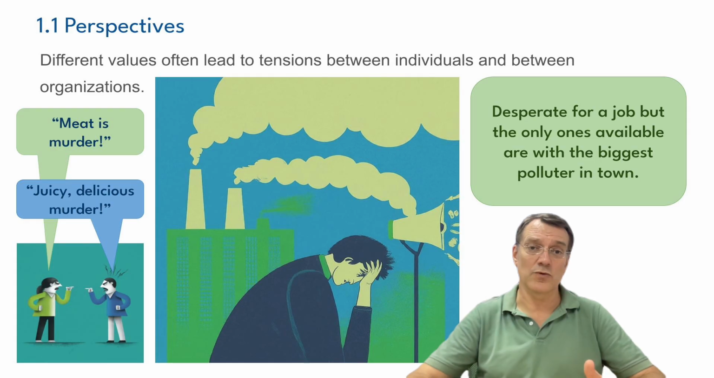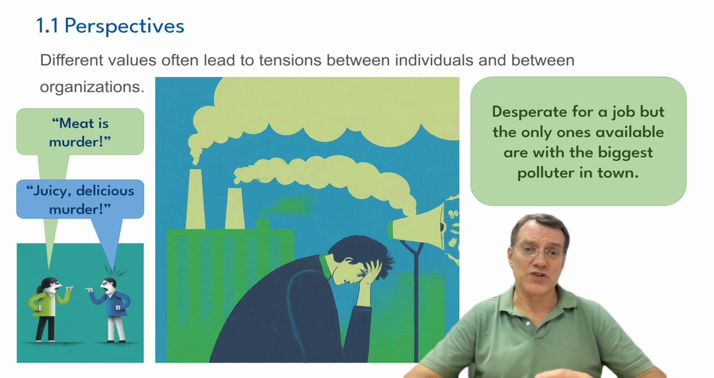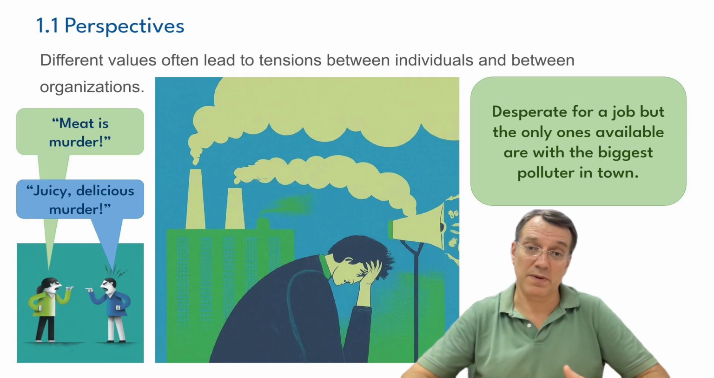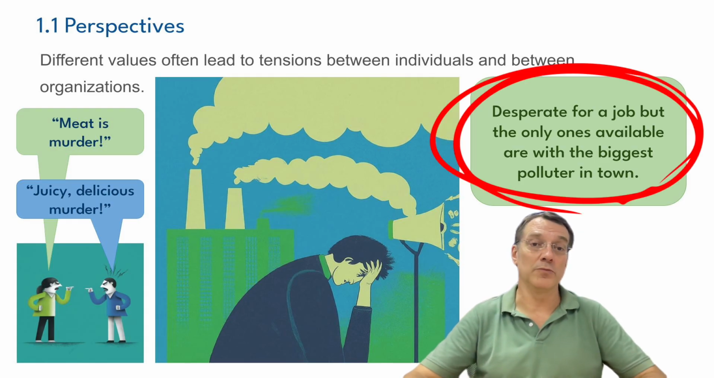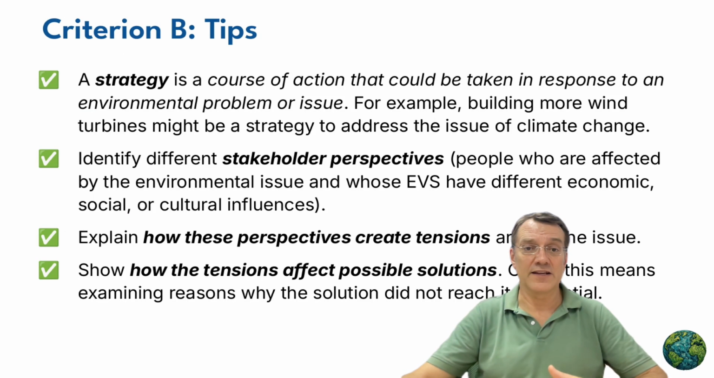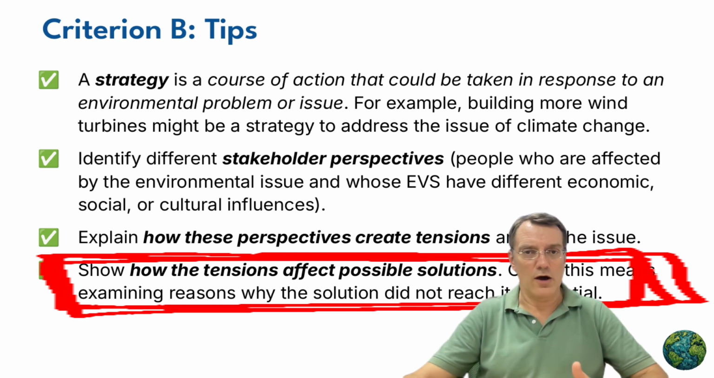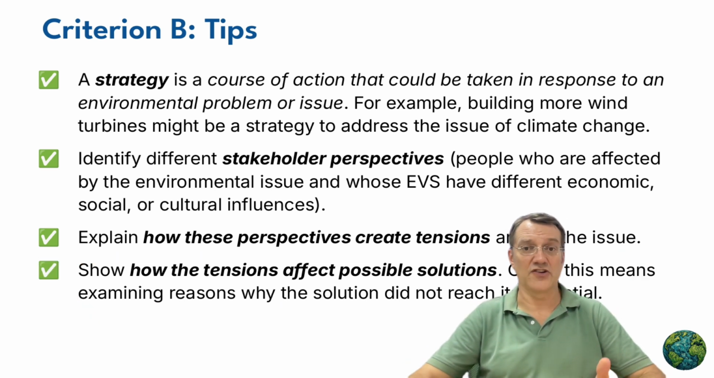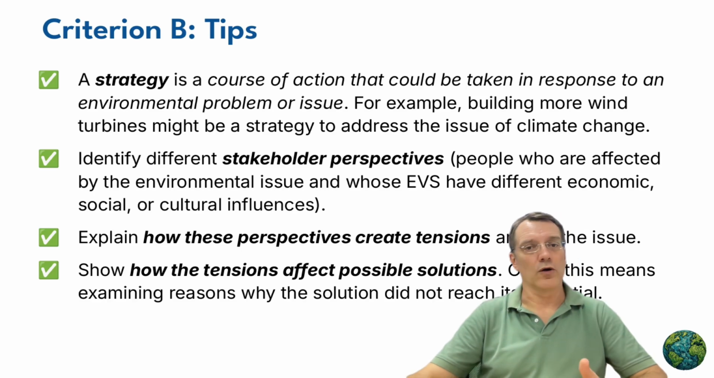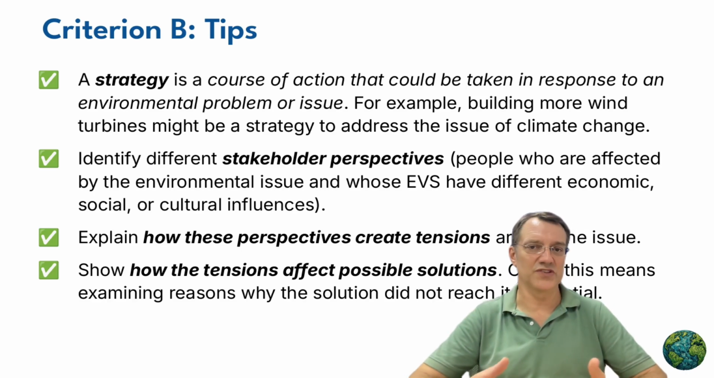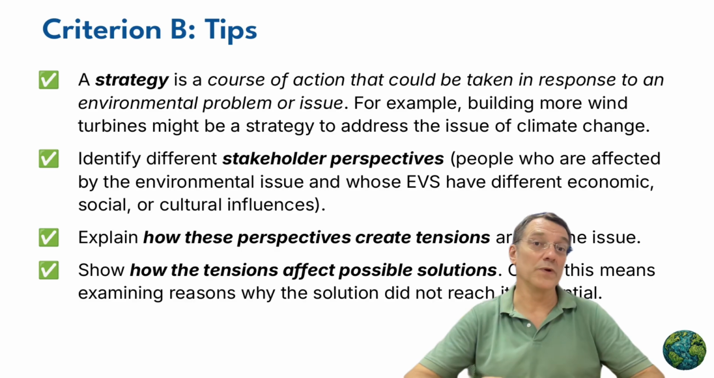This isn't just listing what different groups want. You have to go deeper and you have to explain why their perspectives clash and what problems that clash creates. Finally, you have to show how these tensions affect the possible solutions. Often this means examining why a strategy didn't work as well as people had hoped, or why it got delayed, or why some groups resisted it. The tensions have to have real consequences, and you need to address that in this section.